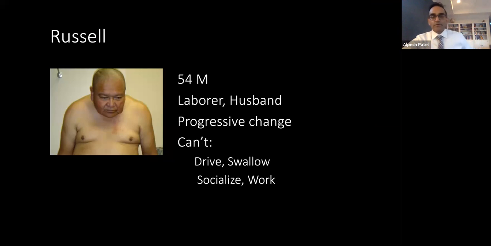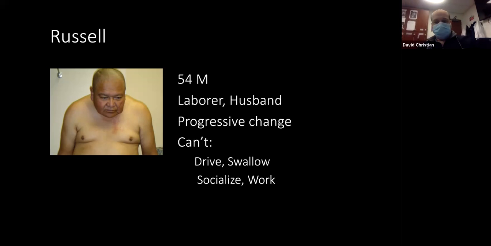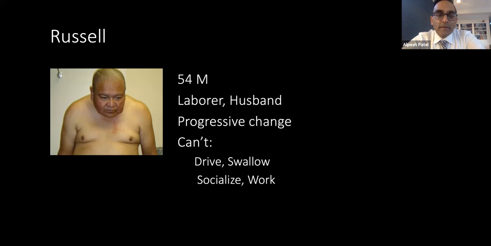I think stories are always really powerful. This is one of my patients from a while back. He's a 54-year-old gentleman. He's a laborer. He's actually the husband of another patient of mine, and I met him at her pre-op visit. So we got to talk very quickly about his deformity at that point.